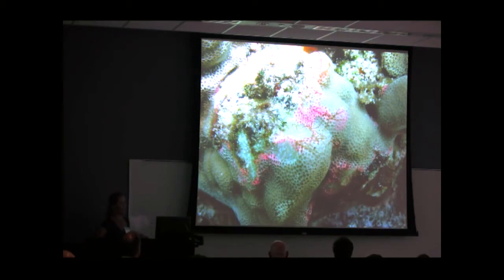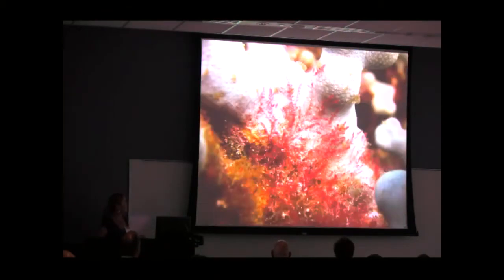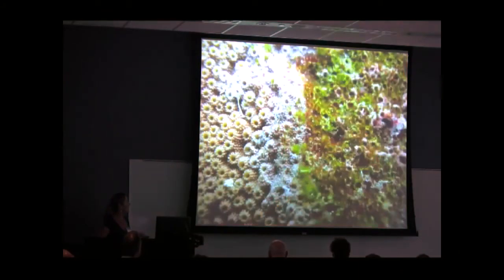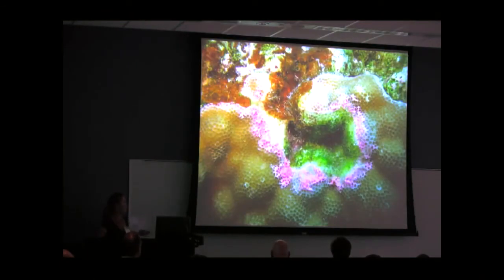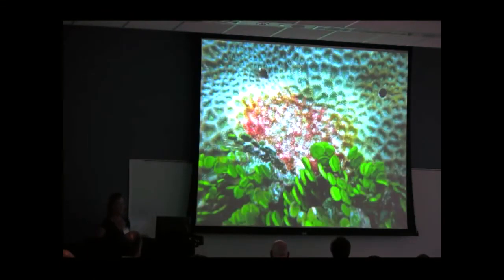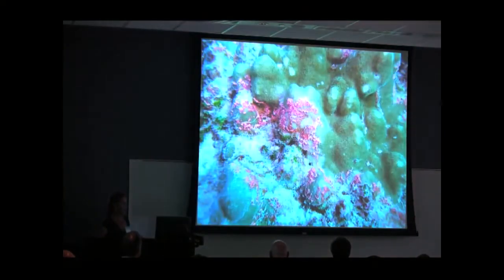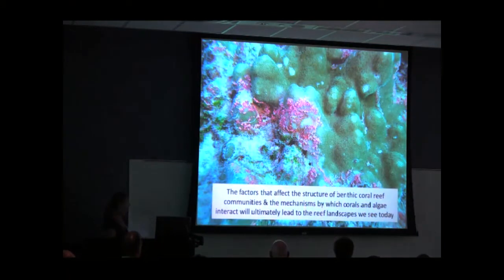So on any given reef, there are a number of factors that affect the composition of the benthos, and then there are a variety of mechanisms by which corals and algae and other organisms on the reef benthos interact. And it's the outcome of these two things that ultimately leads to the landscape structure of a given reef at any point in time. So that's essentially the outline of my talk.